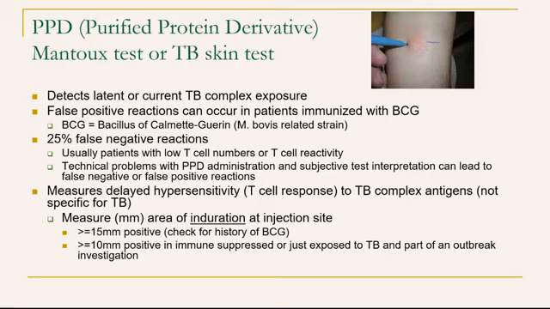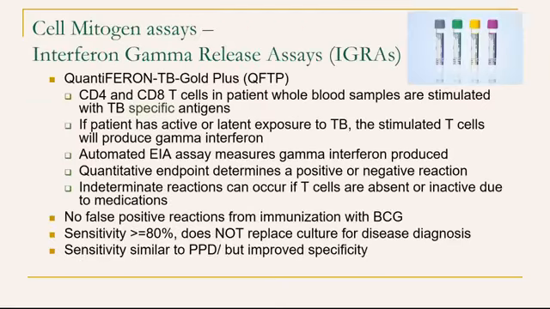We used PPD for decades until there seemed to be some problems in the production of the protein derivative itself, and there was a low supply, which gave an open door to some of the cell mitogen assays to become far more popular. For more than a decade, we've been using these interferon gamma release assays to screen for the latent and current infection with TB.